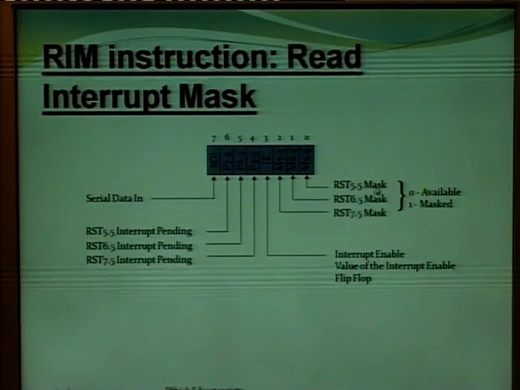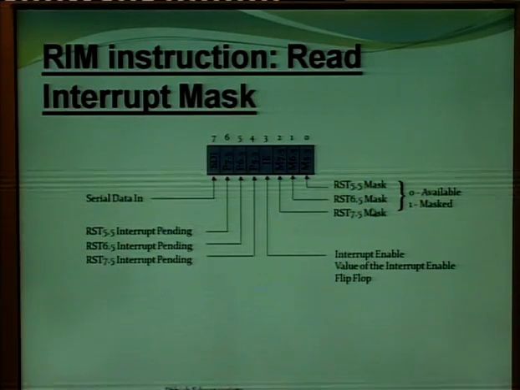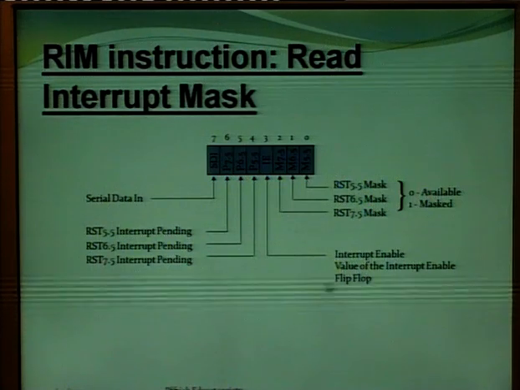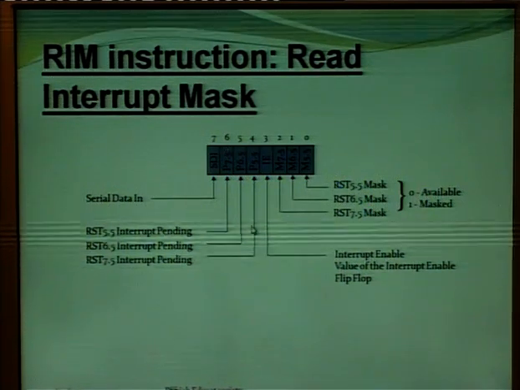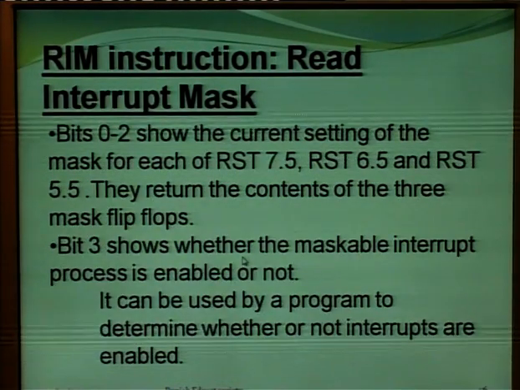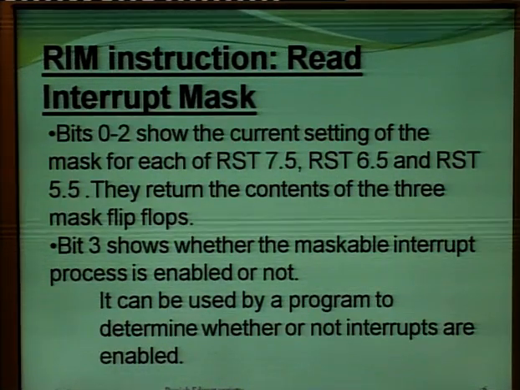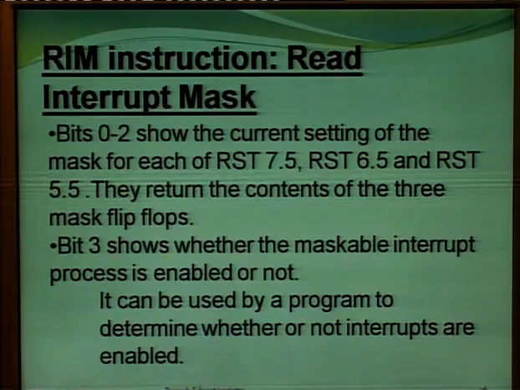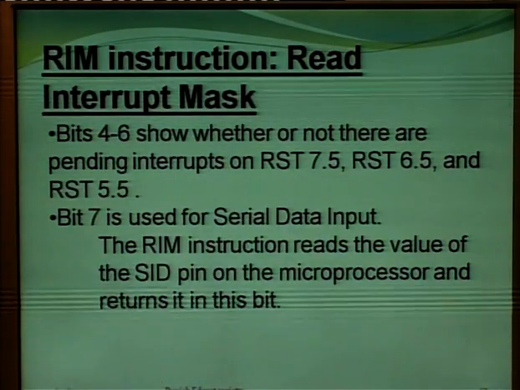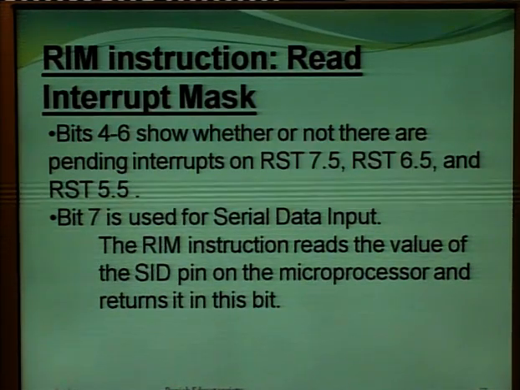So, the first 3 bits are for checking whether these 3 interrupts, 5.5, 6.5 and 7.5, are masked or not. Bit 3 is for the interrupt enable flip flop, and bits 4, 5 and 6 are to check whether the interrupt is pending or not. So, bits 0 to 2 show whether the interrupt is masked or not. Bit number 3 shows the interrupt enable flip flop. Bits 4 to 6 show whether or not there are pending interrupts 7.5, 6.5 and 5.5.